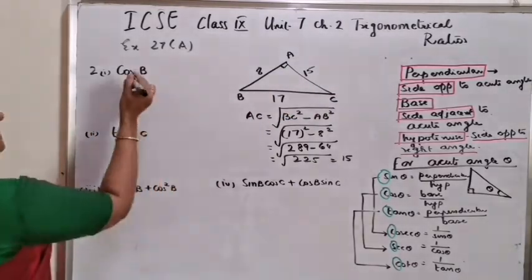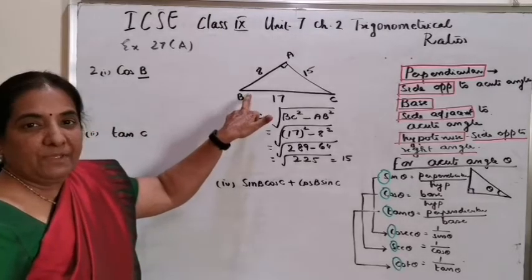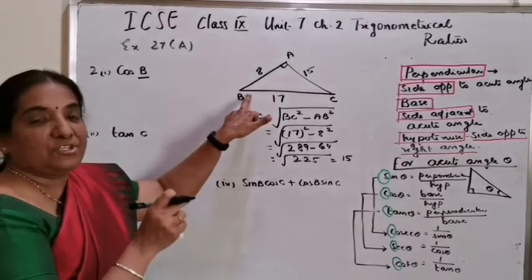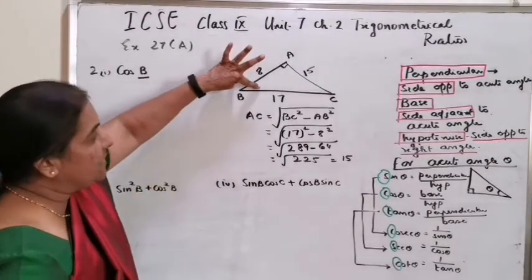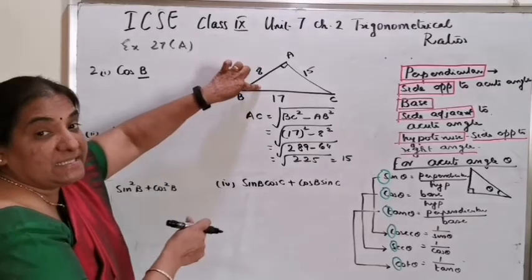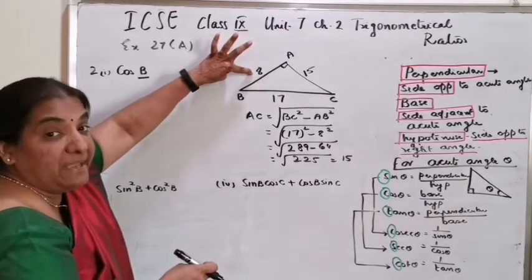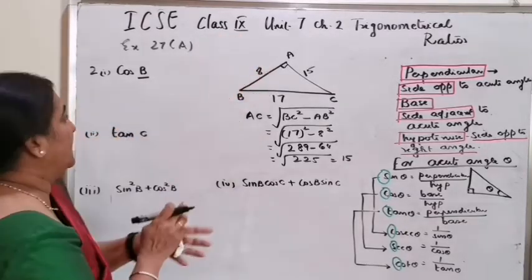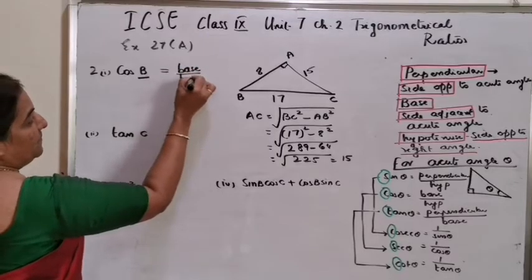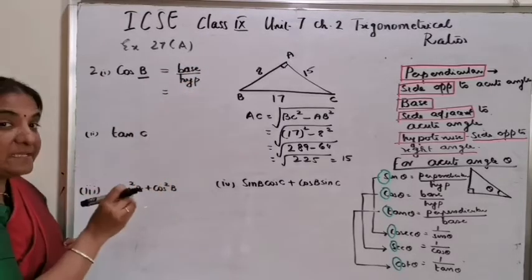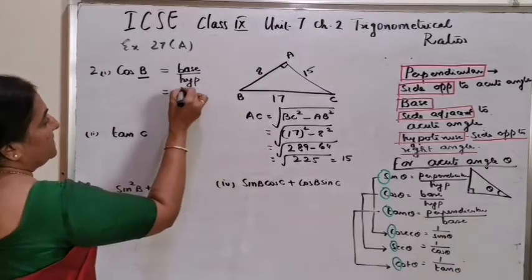Now, the first is cos B. For angle B, you have to get the ratio of cos. Cos is always the adjacent side by the hypotenuse. Adjacent side is called the base. Hypotenuse is 17. The cos ratio is base by hypotenuse. What's the meaning of base? The side adjacent to it. That is 8 by 17.